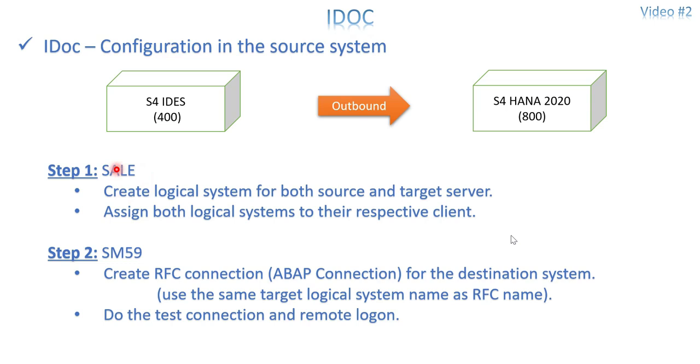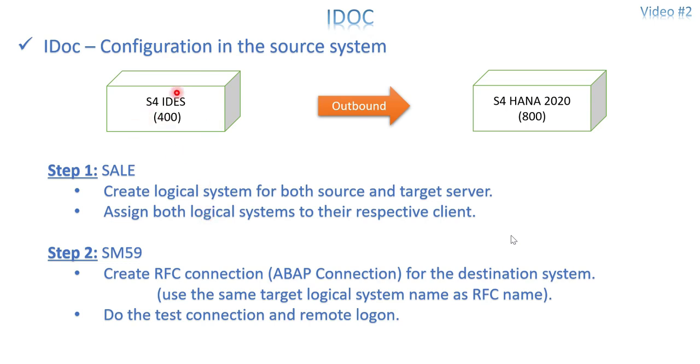So step one, and here I mentioned all the transaction codes. Here we have a few more transactions compared to other concepts in ABAP, so it's very simple to remember. SALE is the transaction where you start designing your logical system, like creating a logical system, just a name, nothing else. A logical system is nothing but a name for your source and your target, simple. And then assign both logical systems to the respective client.